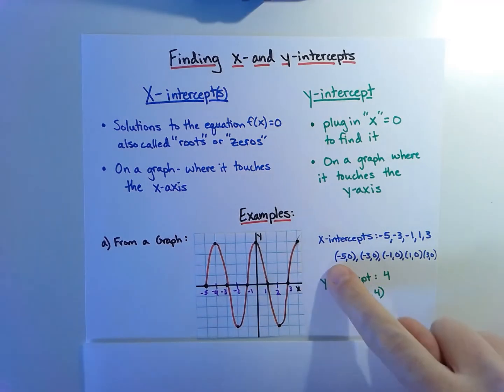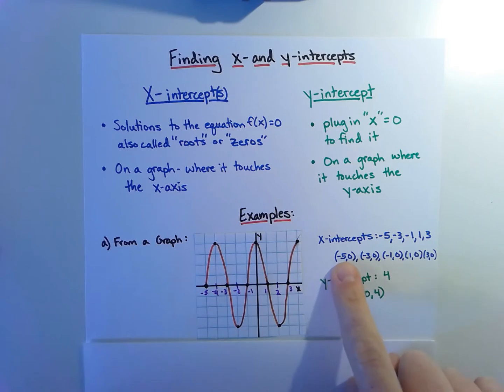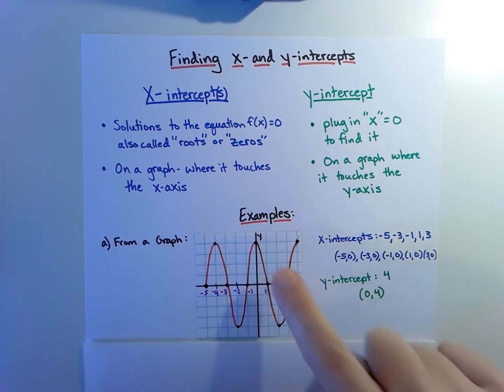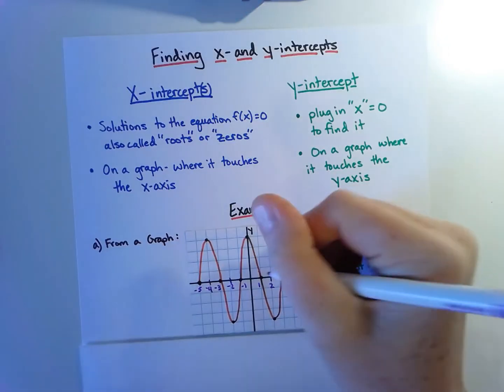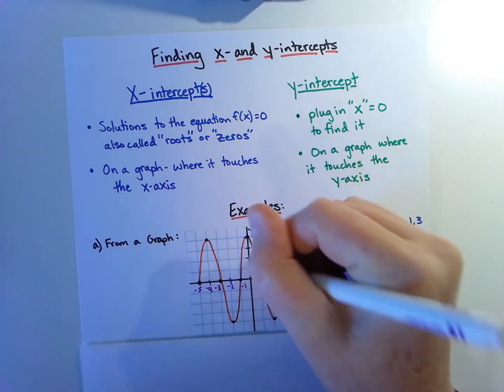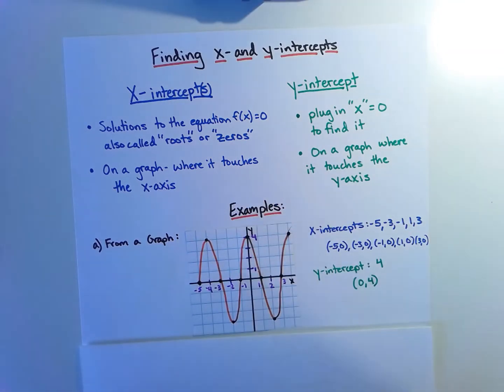We could also write it as ordered pairs where the y values are just 0. So I just wrote them out with y being 0 as ordered pairs. And then the y-intercept is also easy to find because it's just right on 4. So again, each little tick mark is equal to 1 unit for that one.